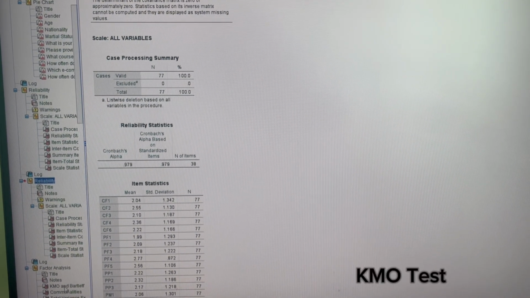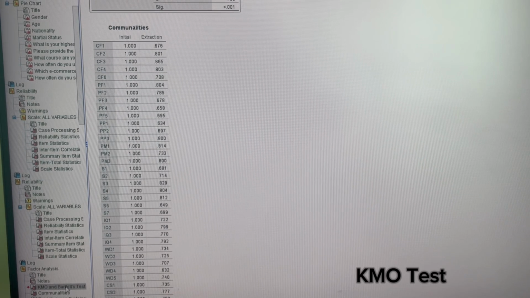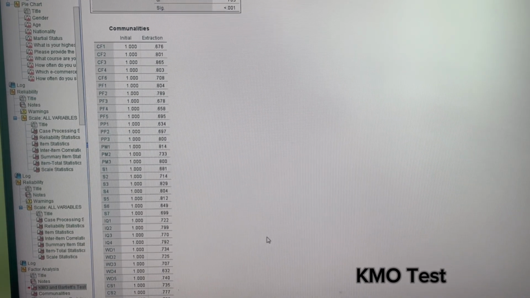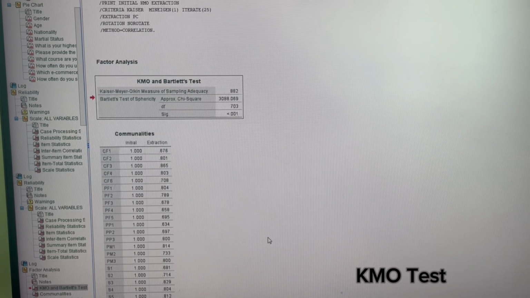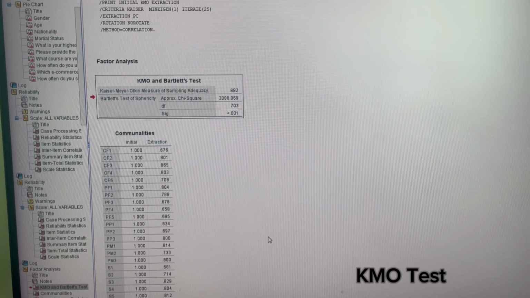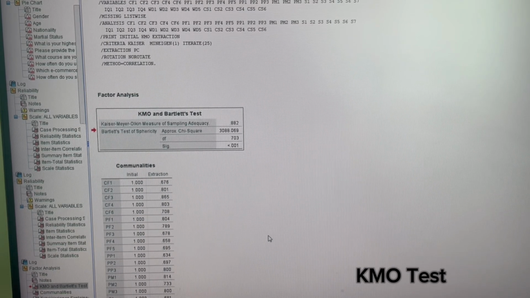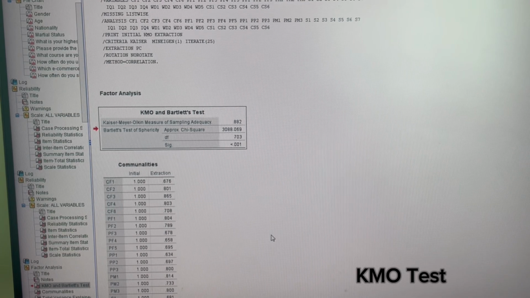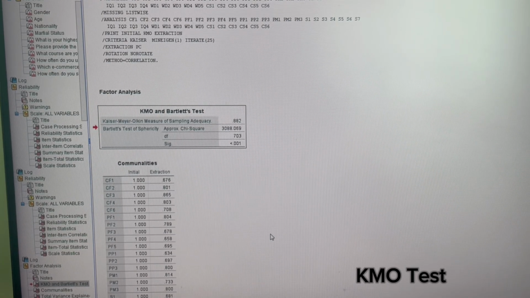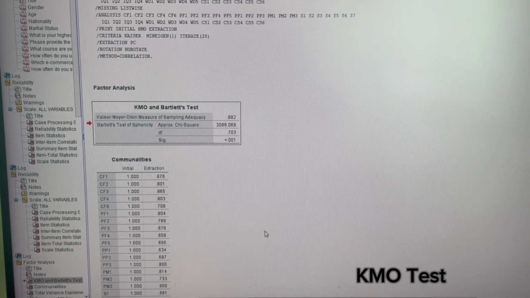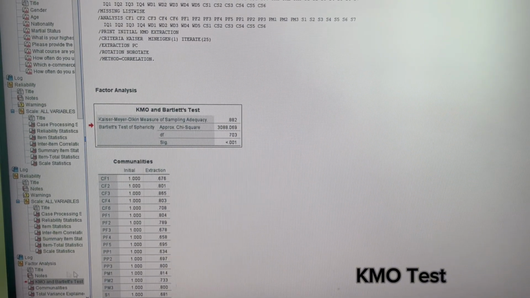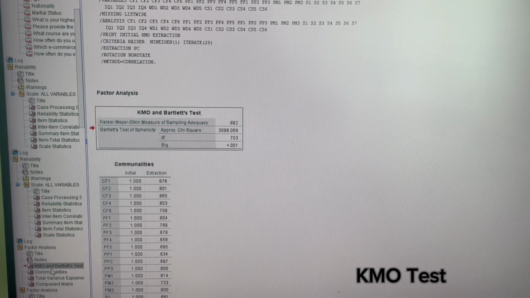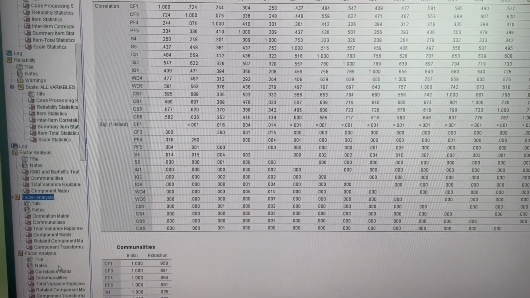Next, let's look at the Kaiser-Meyer-Olkin, or KMO test, which is used to assess the suitability of our data for factor analysis. The KMO value ranges from 0 to 1, and a value above 0.6 generally indicates that factor analysis is appropriate for the dataset. Here we have a KMO value of 0.882. Since it's above 0.6, we can confidently proceed with factor analysis.